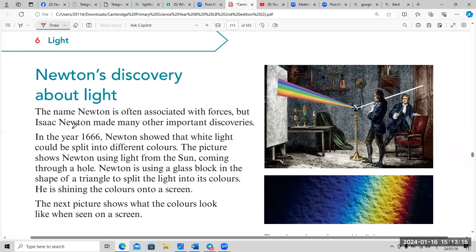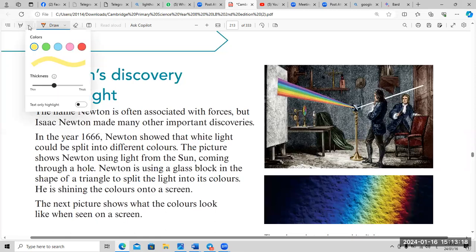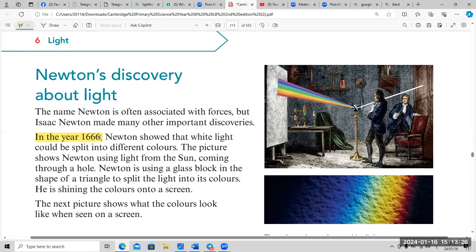Let's concentrate on some very important sentences in this paragraph. Number 1, in the year 1666, Newton showed that white light could be split into different colors. This is a very important sentence. Number 2, using light from the sun. The source of light is the sun coming through a hole. Newton is using a glass block in the shape of a triangle to split the light.